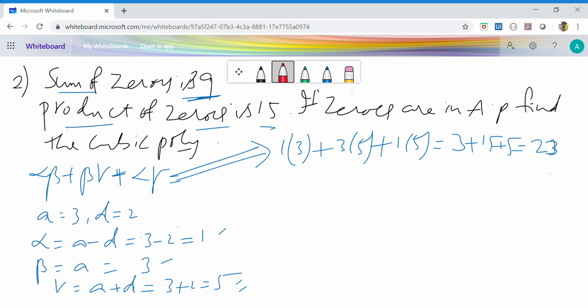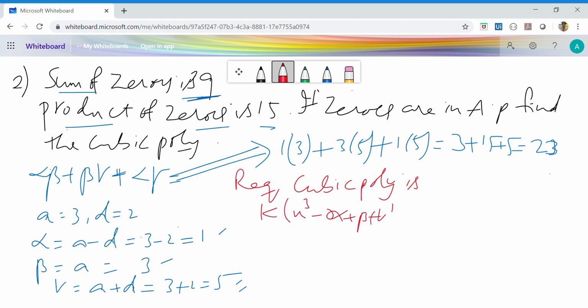Now the required cubic polynomial is k of x cube minus alpha plus beta plus gamma of x square plus alpha beta plus beta gamma plus alpha gamma of x minus alpha beta gamma.